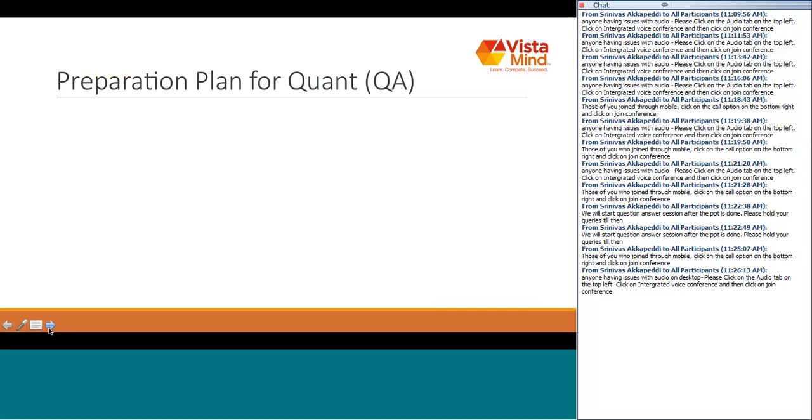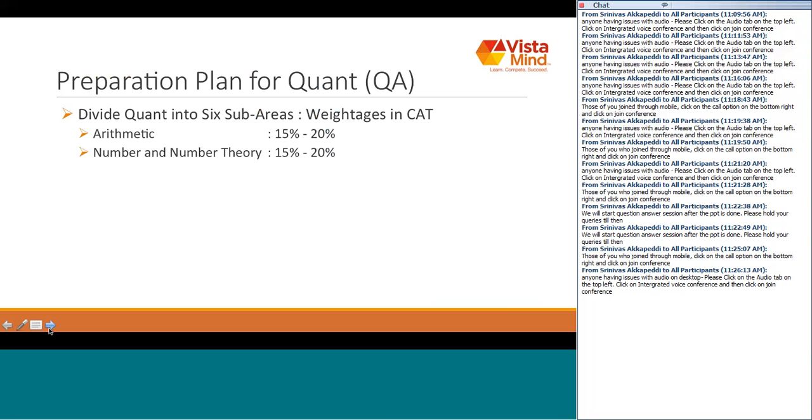Here is my preparation plan for the quant strategy. First, divide the quant area into 6 sub areas. I'm also going to talk about the weightages in CAT for these 6 sub areas. Arithmetic, we'll talk about what is there in arithmetic in a moment, will give you 15 to 20%. Numbers and number theory is again 15 to 20% of the questions.